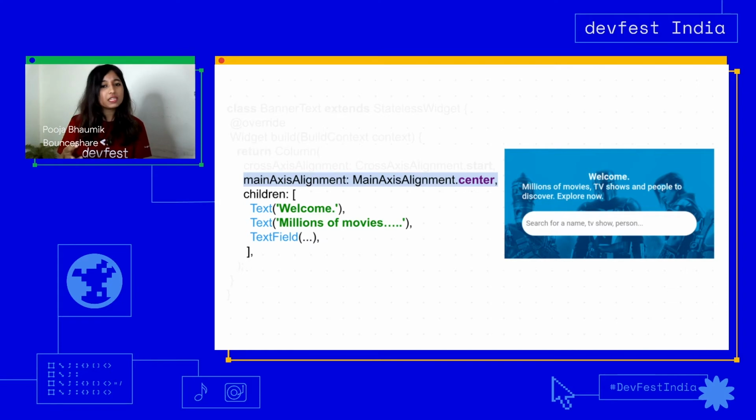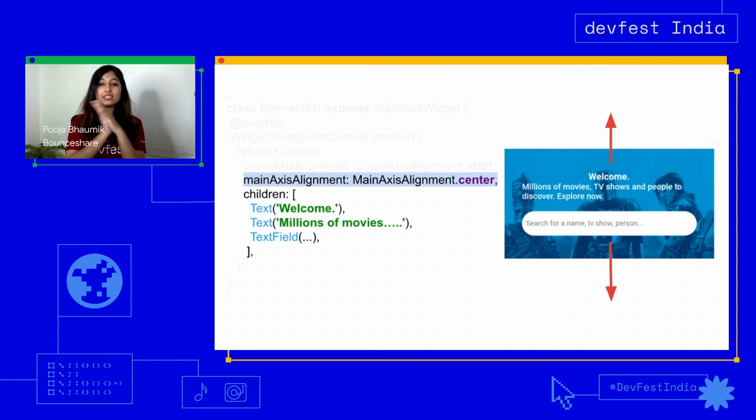And now you would be thinking, what is the main axis for a column? Of course, a column is placed in a vertical manner. So the main axis is going to be vertical. So here, as you see, this is the main axis. And when you say that I want to center align my main axis, it is going to be the vertical axis. Now, another problem here is that the welcome is center aligned in the horizontal axis.